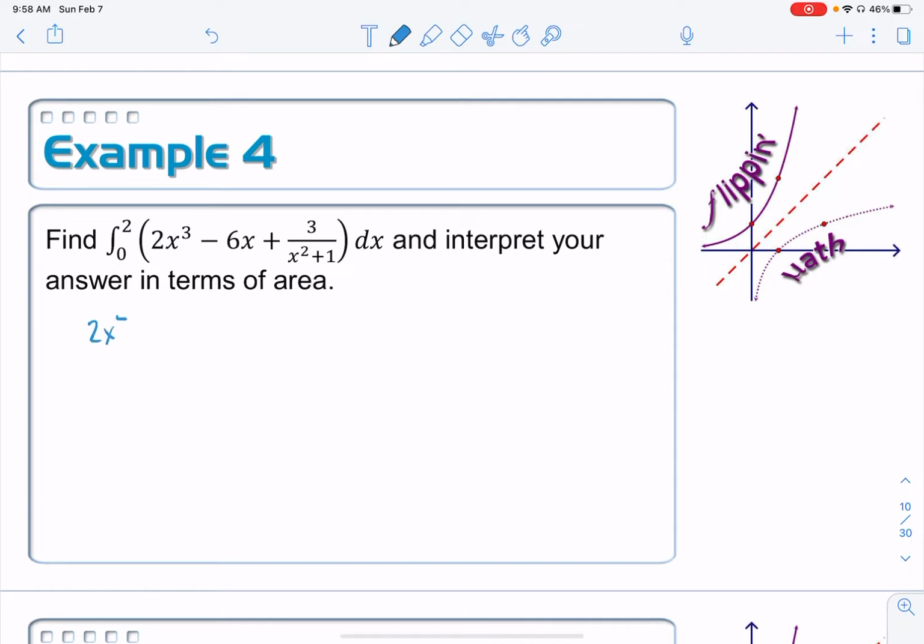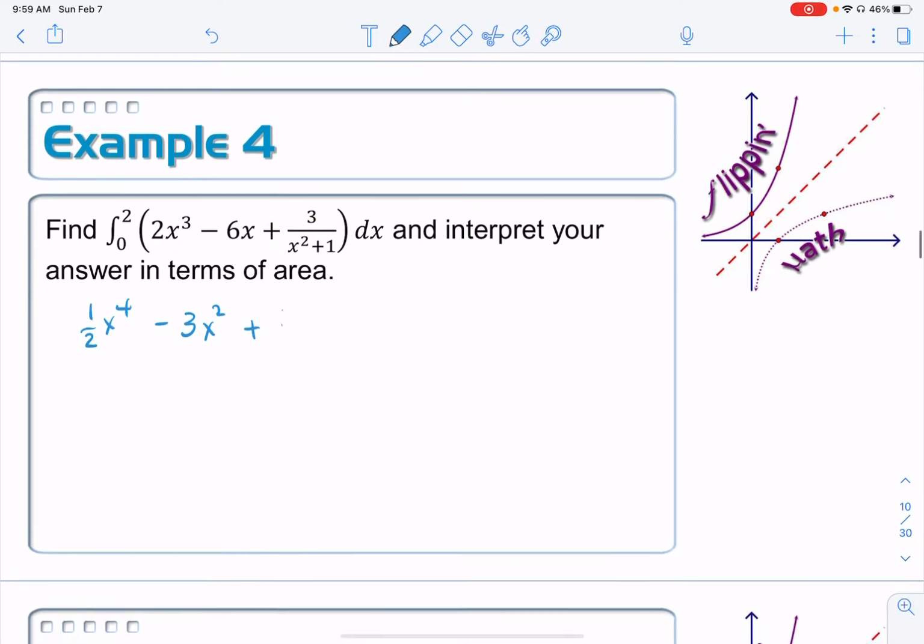So 2x to the fourth over 4, which would reduce to a half, minus 6x squared over 2. That's a 2, believe it or not, which would reduce to a 3. And then finally, there isn't a quotient unless you already know that this is the antiderivative of arctangent. And this 3 is just going to come along for the ride. So it's going to be 3 arctan of x plus c? No, from 0 to 2.